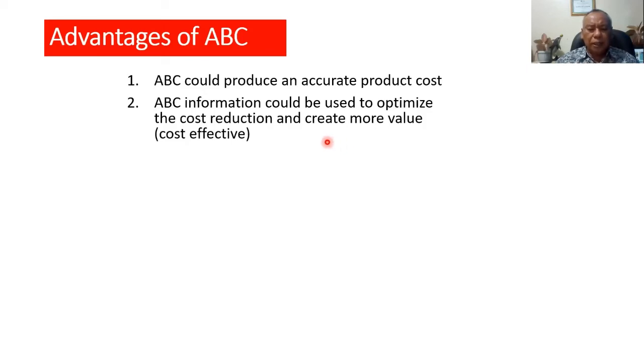So based on the content and value of the activity, we can identify value-added activities and non-value-added activities. Non-value-added activities can potentially be reduced to create value. Actually, this is the advantage of activity-based costing. So we can optimize the cost reduction and simultaneously create more value.